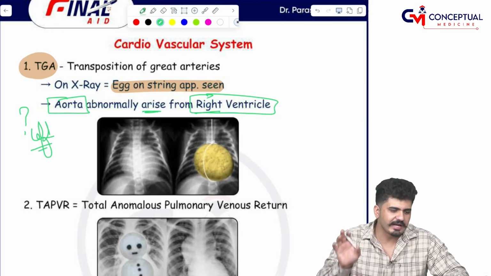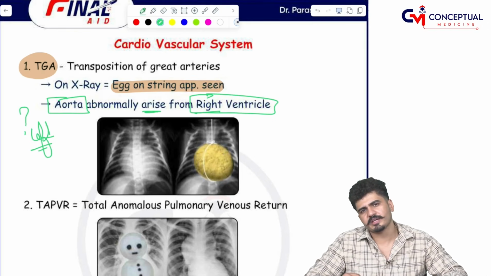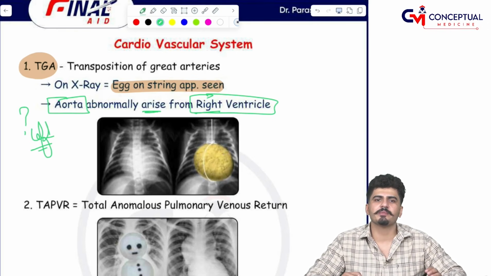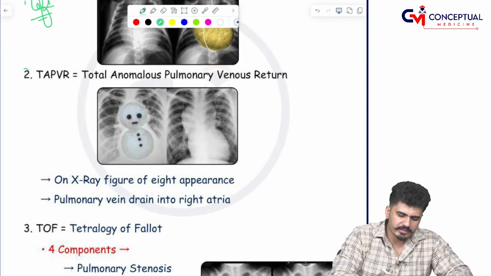So egg on string appearance. The answer is going to be what, sir? Egg on string appearance. Why? Because aorta is abnormally arising from the right ventricle. Done. Now coming on to the TAPVR.